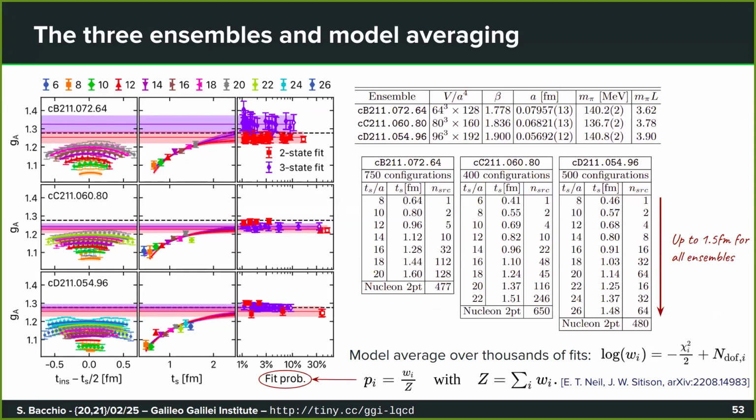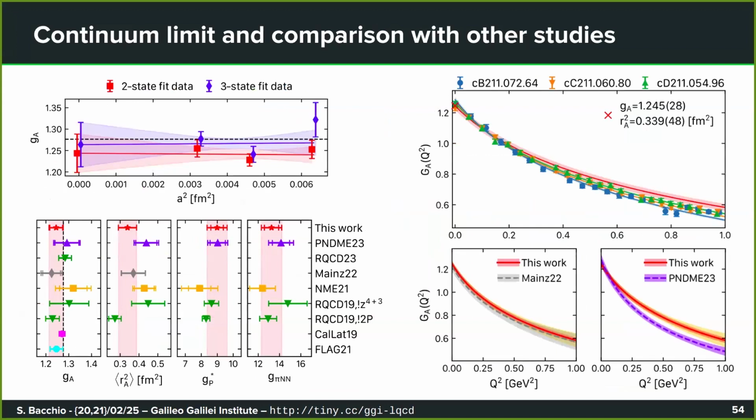Then you don't want to pick only one, you want to consider these fluctuations between them, and so we do a model average, and this is our final result that we can claim. This is the result done over 3 ensembles. You take the result over at least 3 ensembles, then you take the continuum limit, you extrapolate to a squared equals 0, and this is really the physical quantity in the iso-QCD limit.